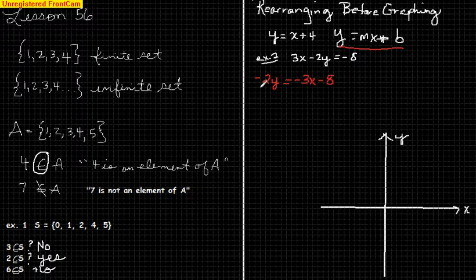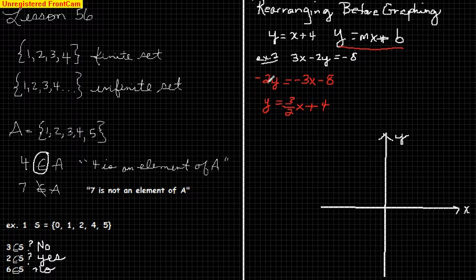We're starting to get y by itself. We still have to divide everything by negative 2 to get the y by itself. So I'm going to divide this term by negative 2, so I'm going to get y. I'm going to divide the next term by negative 2, so we're going to get 3 over 2 x. And then finally, I'm going to divide negative 8 by negative 2, and that's going to be positive.